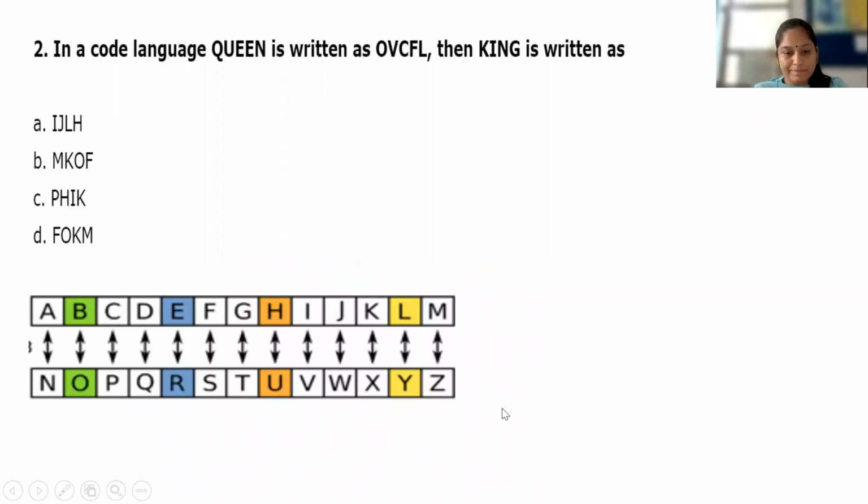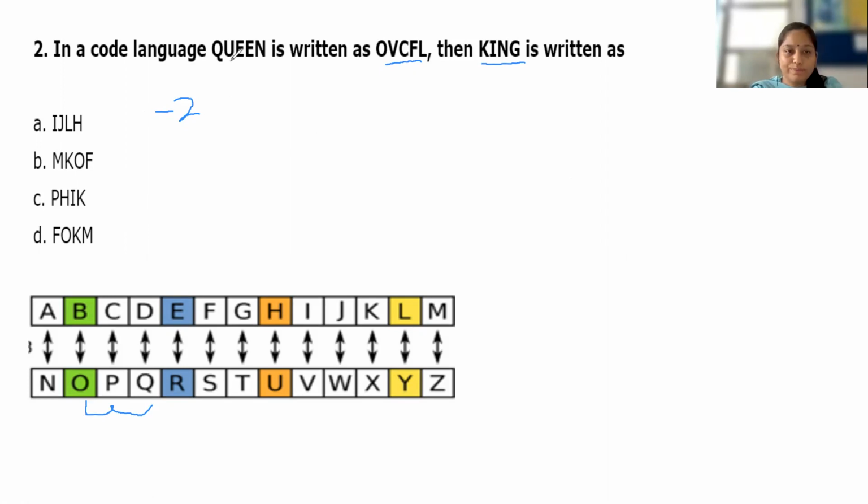The second question is, in a code language queen is written as OVCFL. Then king is written as? Now we have to see how queen is written, in what kind of pattern, through our observations, and then we'll find how we can write king. The pattern here I can see is, if I see Q, the letter which denotes Q is O. O here is like -2, because O is just 2 steps before Q.